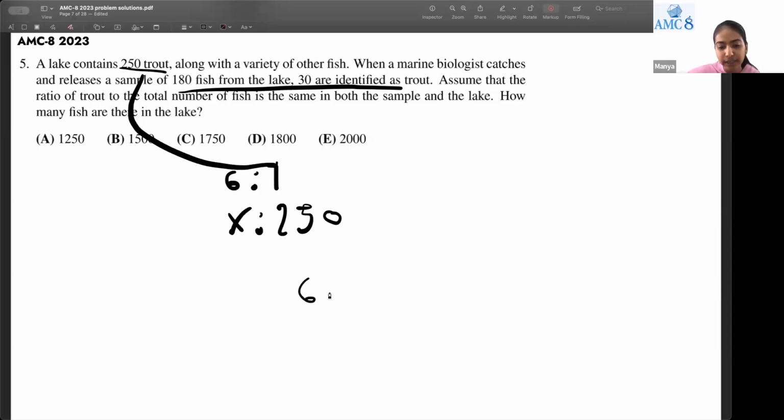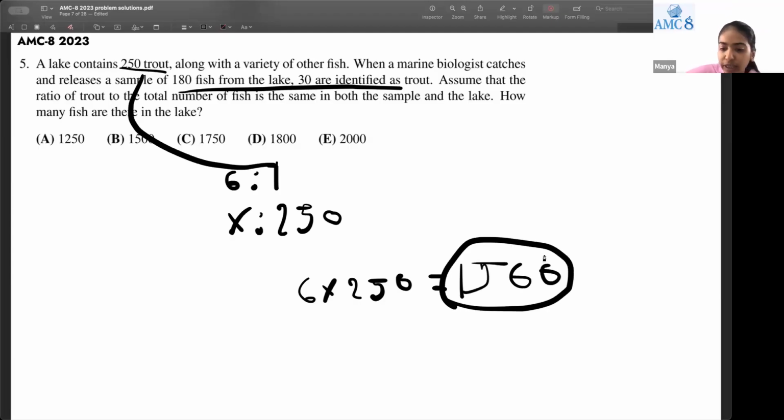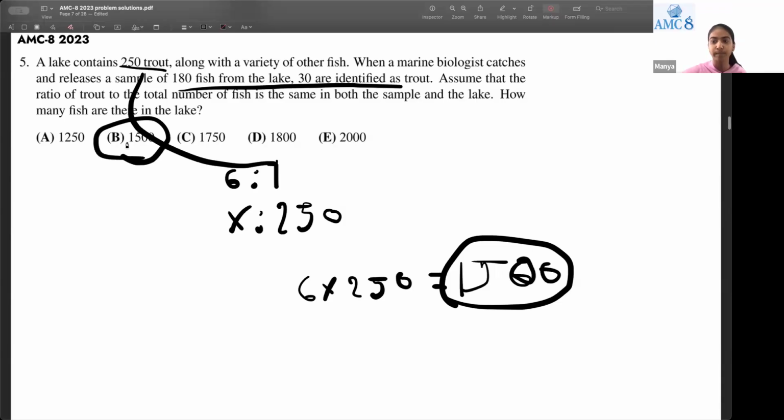And so when we do 6 times 250, well, we can just simply multiply this, and we're going to be getting 1,200 plus 300, and we'll be getting 1,500. And so that means that there are these many fish in the lake. This is 1,500. And so that's how we got our answer choice B.